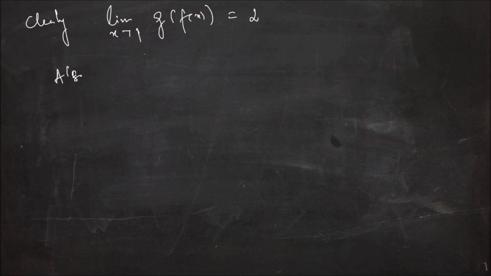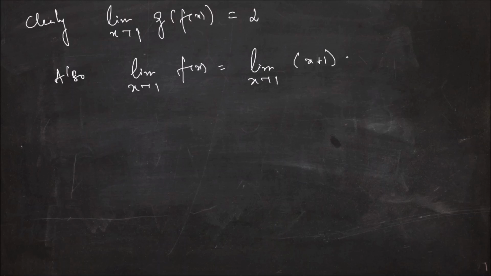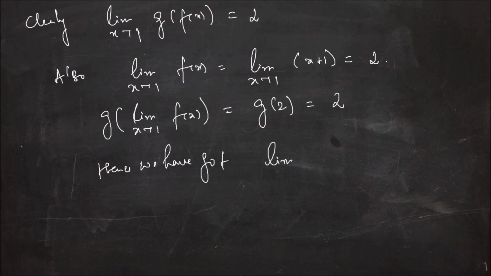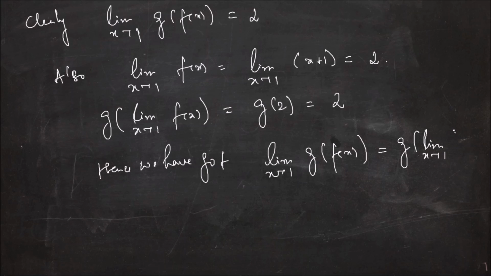Also, the limit as x tends to 1 of f(x) is equal to the limit as x tends to 1 of x plus 1, and this is 2. So g of the limit as x tends to 1 of f(x) is equal to g(2), and g(2) is 2. So here we have got the limit as x tends to 1 of g(f(x)) equal to g of the limit as x tends to 1 of f(x).